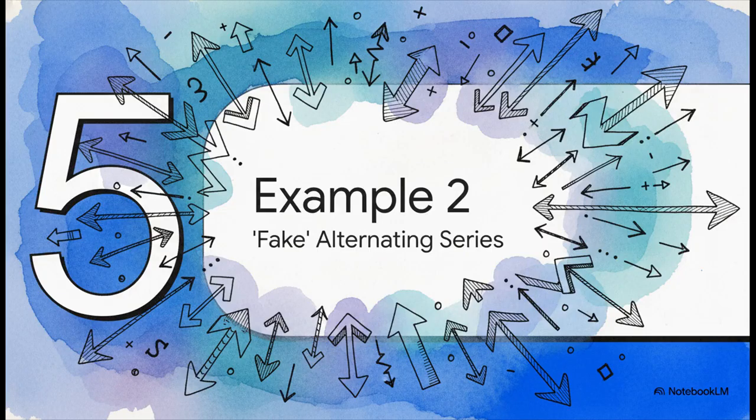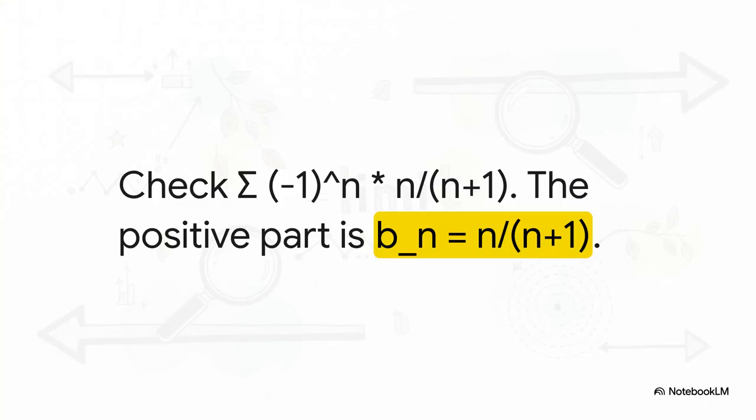Okay, on to our next example. And this one is here specifically to show you what I meant about that critical warning we talked about. All right, here's our next series. We see that (-1)^n, so we know it's an alternating one. And you know the drill. First step is to grab our b sub n. In this case, it's n divided by n plus 1.